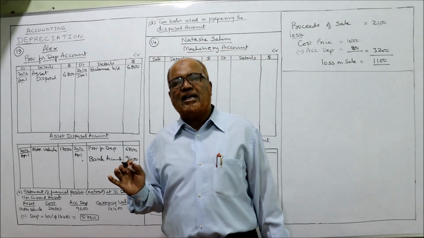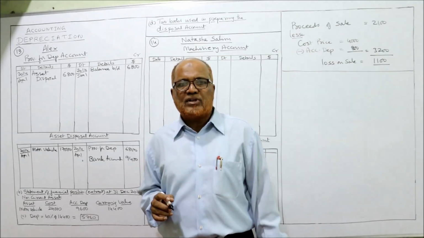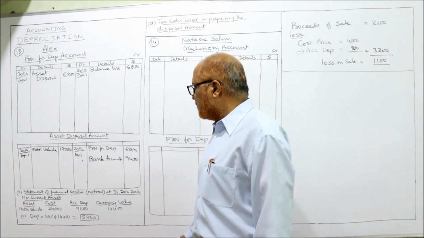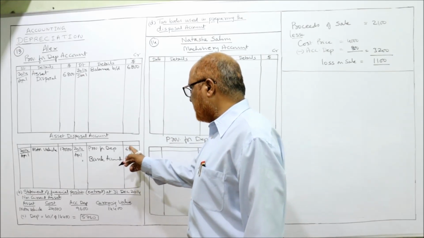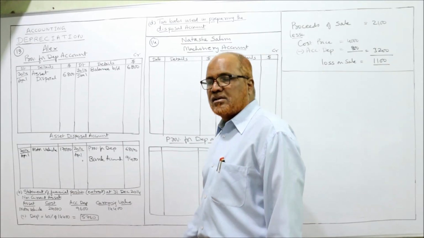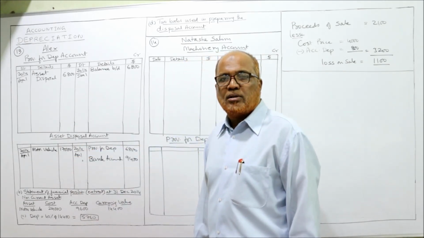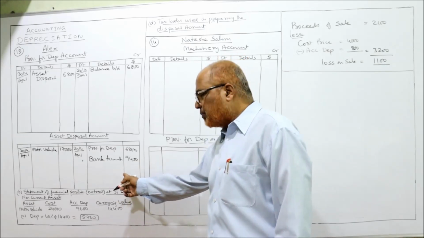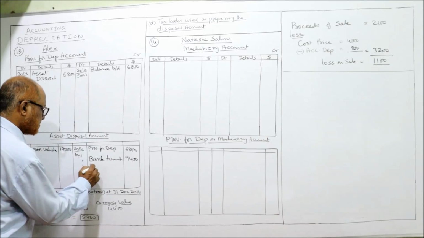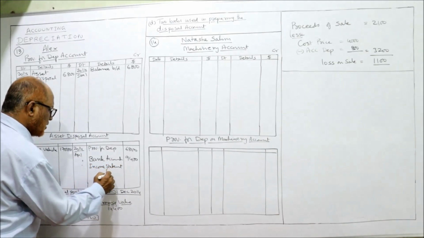Last and final entry is regarding the profit or loss on sale. Profit or loss on sale. Now see here, which side is more? Here 9,400, 6,800, 16,200. So here credit side is less, debit side is more. So there is a loss. There is a loss. The loss will be written on the credit side, income statement. Loss.